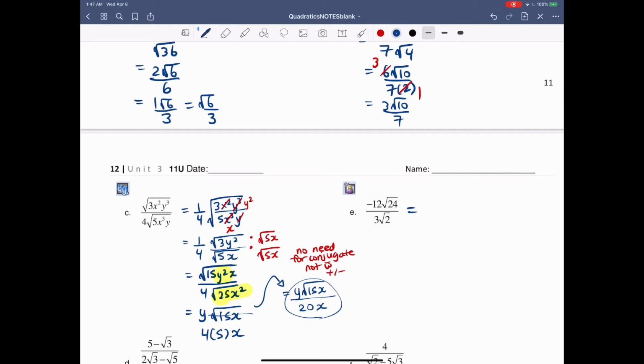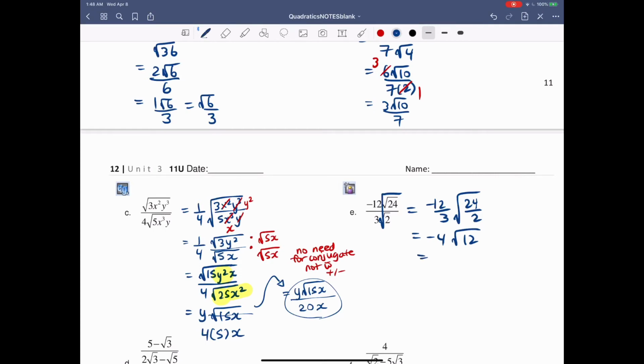I'm noticing that some parts cancel out. But I'm going to put all of that together. So negative 12 divided by 3 is, I'll just rewrite it for you once. So it's like that. Because if we put it together, we're noticing that things simplify. And so we have negative 4 square root 24 divided by 12. 24 divided by 2 is 12. Are we done? No, we're not.